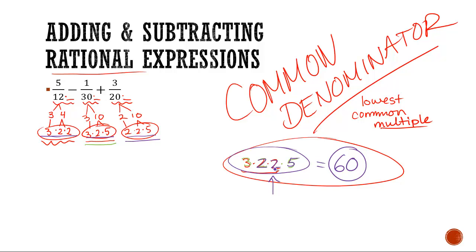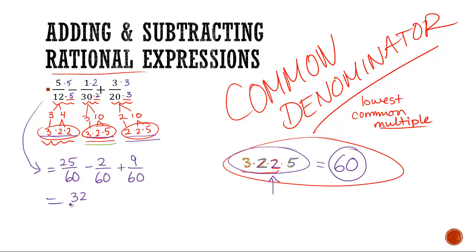Well, 12 was the 3 times 2 times 2, so we need to multiply by the missing factor, which was 5. And then 30 was missing a 2, and 20 was missing a 3. So that leaves us with 25 over 60 minus 2 over 60 plus 9 over 60. And we can now combine the numerators because we have 25 sixtieths minus 2 sixtieths plus 9 sixtieths, which is 32 sixtieths.